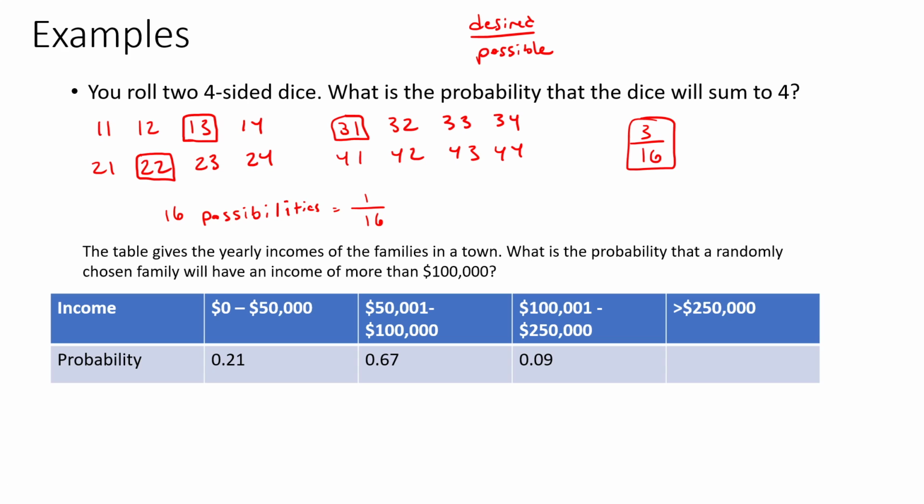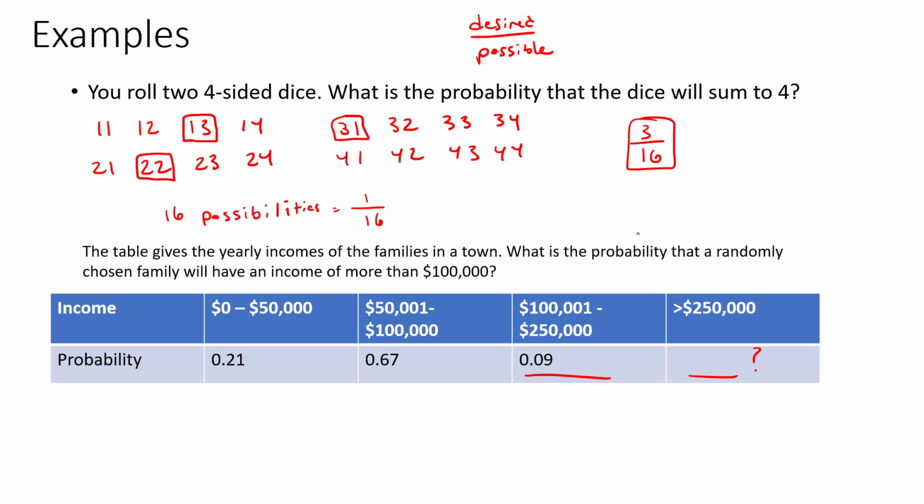You could also be given a probability model. That would be a table where probabilities are assigned to certain outcomes. And so here we have a table just listing the yearly incomes of families in a certain town. What is the probability that a randomly chosen family will have an income of more than 100,000? Well, that would be this and this, but we don't know what that is currently.